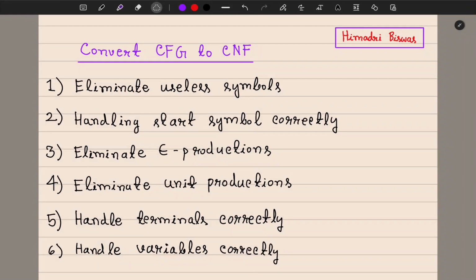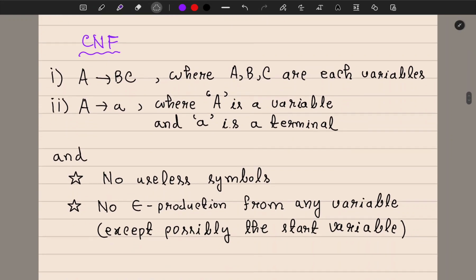Hello everyone. In this video we will learn how to convert a context-free grammar into its Chomsky Normal Form, or CNF. We will work out a complex example that involves all of the steps and requires handling every possible case that can emerge in this kind of problem. First, let's have a look at what Chomsky Normal Form, or CNF, is.